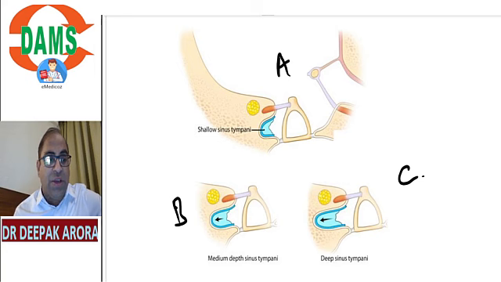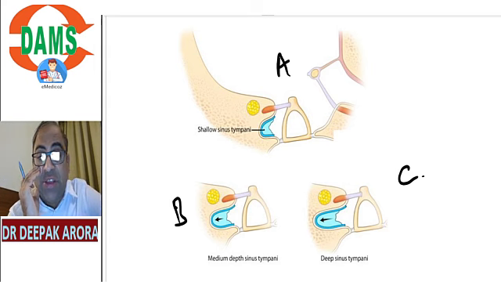C. Excellent. Yes, excellent. C will be poor. Why? Because you have a deep sinus tympani. Where is the sinus tympani? Sinus tympani is behind the oval window.